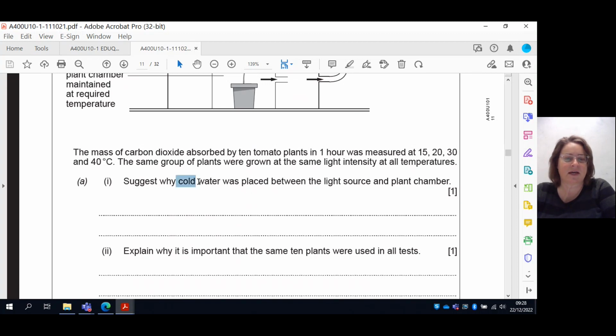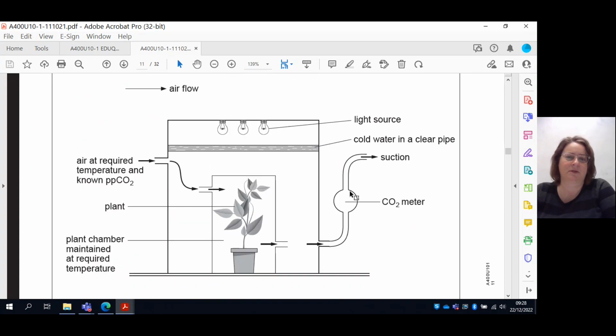And now the first question is actually just into why is there cold water in a pipe just under the light source? Lamps do heat up. You still want the light to come through, hence a clear pipe. Some of you have misinterpreted that clear pipe as it's refracting the light or changing the frequency, turning it into some sort of color. It's not really a triangular prism.